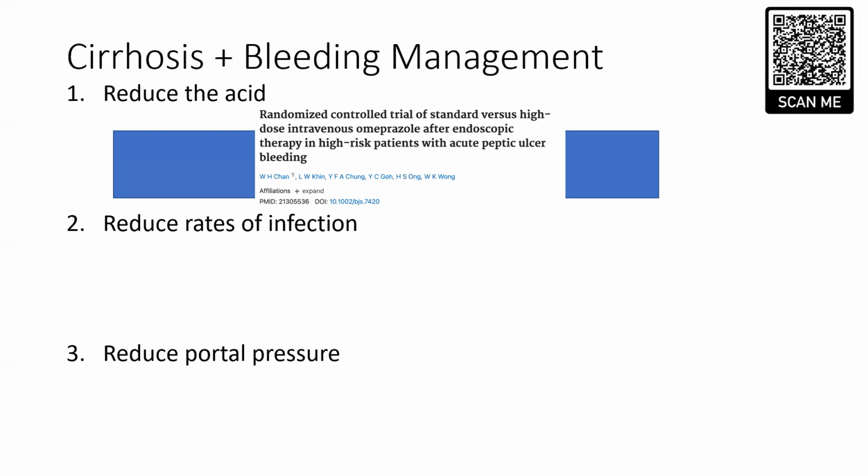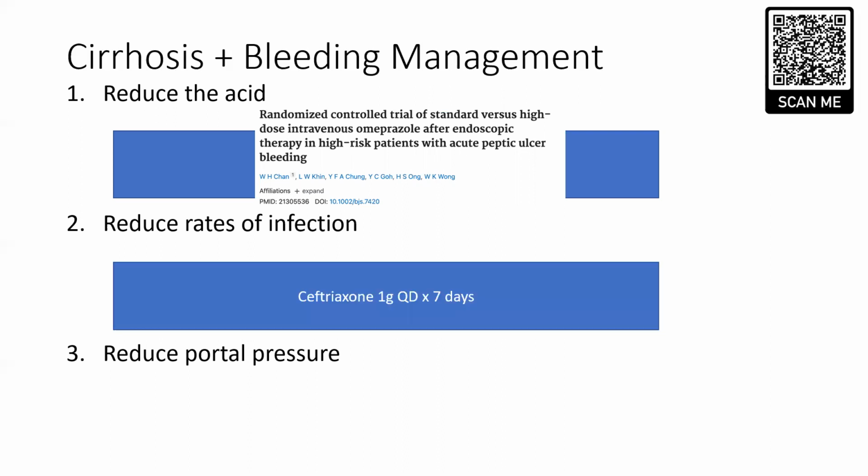Second thing, reducing the rates of infection. So I heard some people talking about ascites, maybe SBP. And so we're going to give these patients ceftriaxone, 1 gram once daily for 7 days. And it actually helps prevent not just SBP, but any other infections. So SBP is usually the one that we think of, but cirrhotics are functionally immunosuppressed. And so they get pneumonia, they get UTIs, they get other problems too when they're in the hospital. And that's why we prophylax them with ceftriaxone.